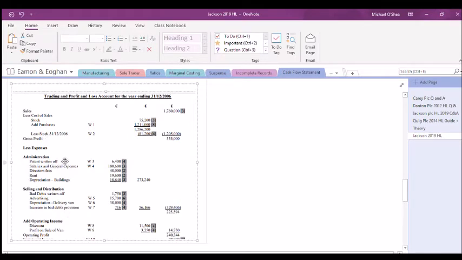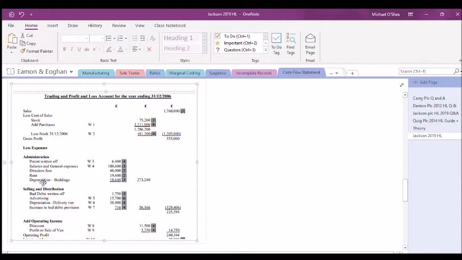But there are a number of things within this trading profit and loss account that do not affect cash. The easiest one to think of is depreciation. I have depreciation in buildings here of nearly 19,000, and I have depreciation of vans here of 38,000. So I have a lot of depreciation here that is reducing my profits, and it's bringing my operating profit down. But depreciation has nothing to do with cash. It doesn't change my cash at all.